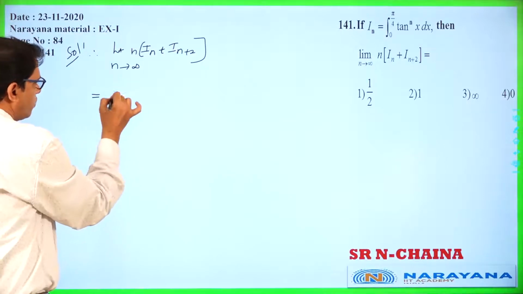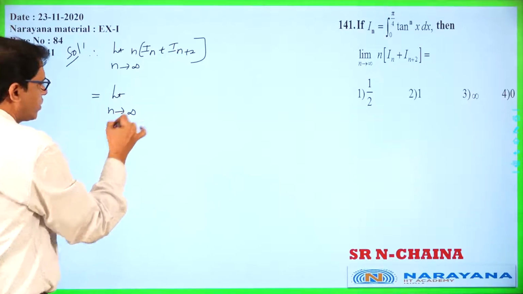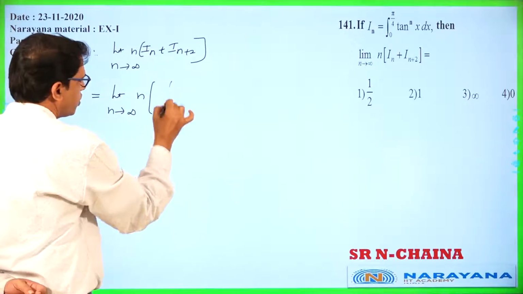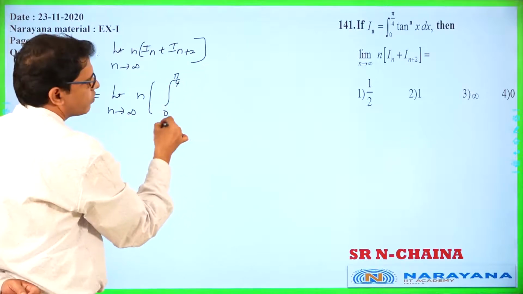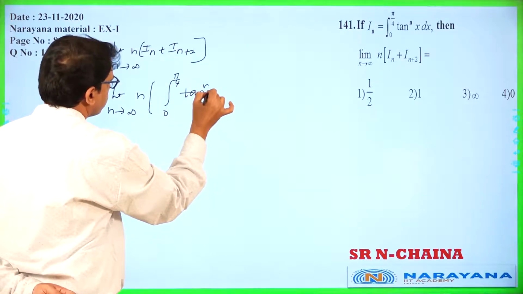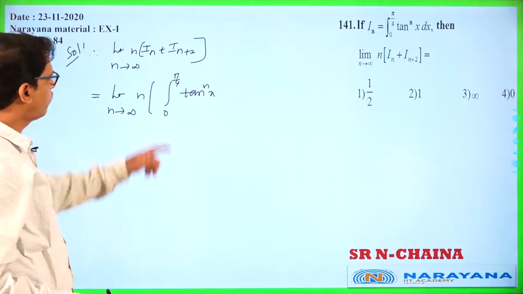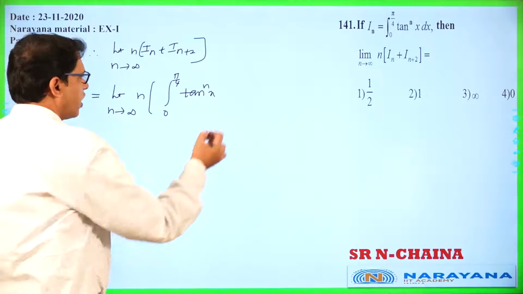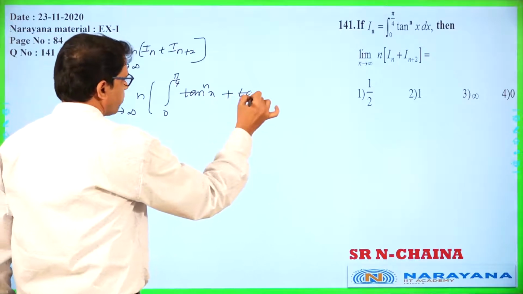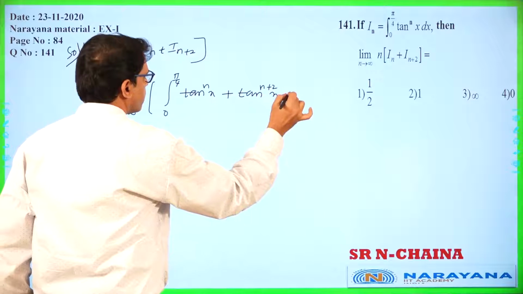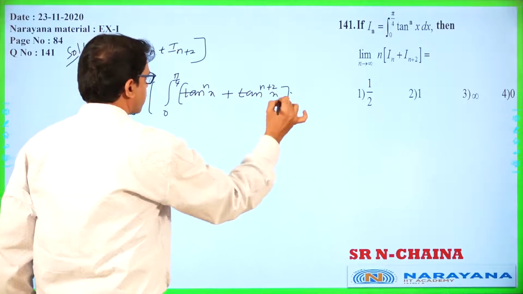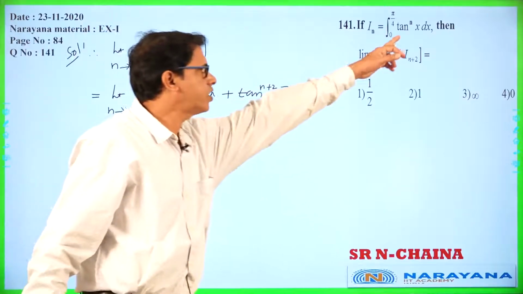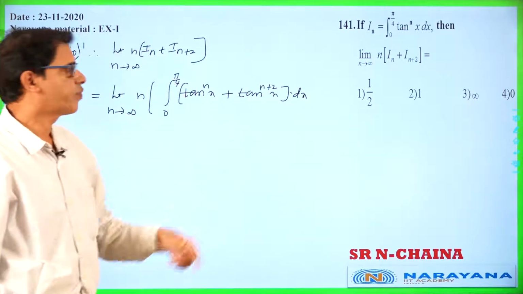So apply the value. Limit n tends to infinity, n into, what is I_n? Integral 0 to pi by 4, where the index will be n. So for I_{n+2}, the index will be n plus 2. So here I am writing directly: tan to the power n plus 2 x, now close the brackets, dx. Okay? So I_{n+2} means in the place of n you have n plus 2.